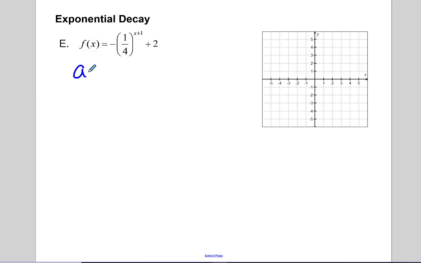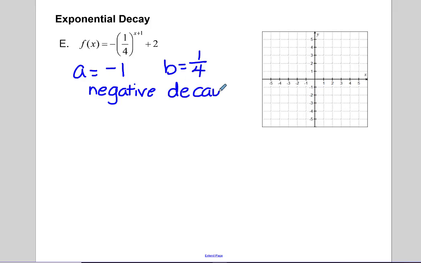In this one, the A value is -1, so it's going to be negative, and the base is a number between 0 and 1. So we have negative decay. There's a horizontal asymptote at 2. And that tells me that because it's decay and the A value is negative, the graph will lie below the horizontal asymptote. So it's going to curve along here.